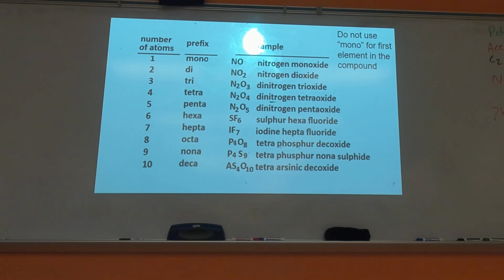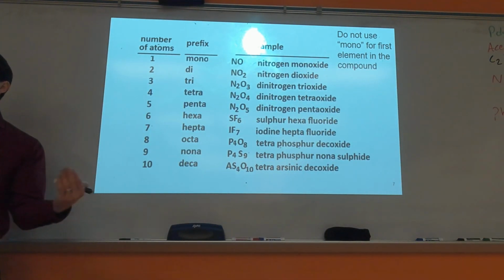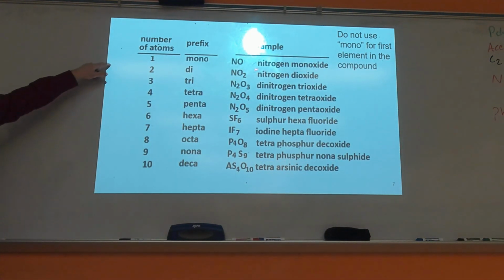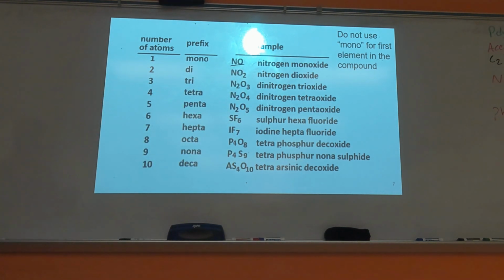So, anyways, now here are the examples. It can be that simple, right? If we look at the first one, let's say I give you NO. What's the name of NO? Well, N is nitrogen, O is oxygen, and you're going to say monoxide.